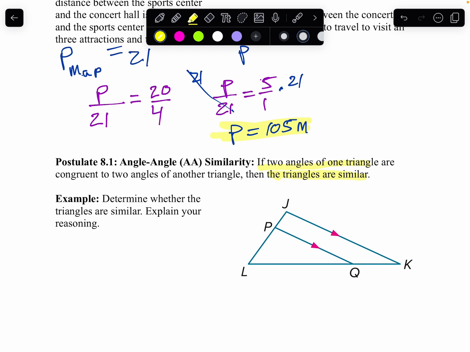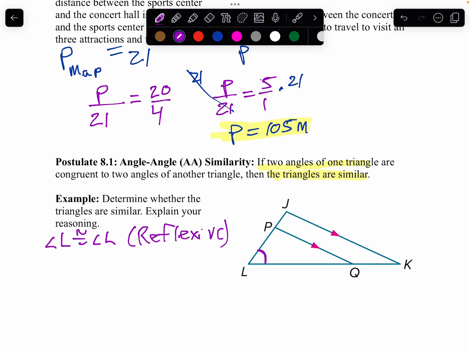So if I want to know if these two triangles in this picture are similar, I need to show two angles are congruent. Well, I start here. Notice angle L is in both triangles. I got overlapping triangles. I got triangle JLK and triangle PLQ. So I know angle L is congruent to angle L. If I was doing a proof, I would say that's because it's reflexive.